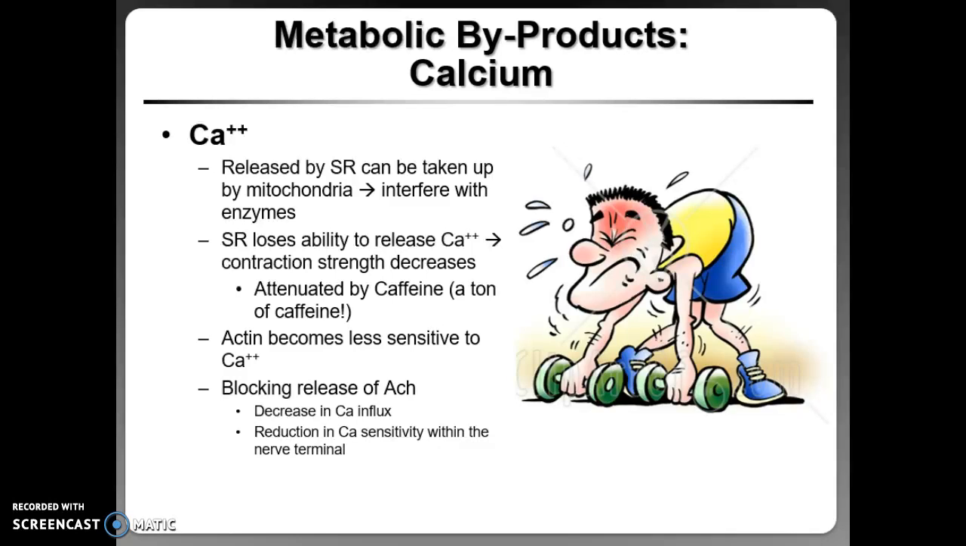The sarcoplasmic reticulum can also lose the ability to release calcium, meaning the contraction strength decreases. We can attenuate this with caffeine, which is why we drink caffeine, but it would have to be an excessive amount of caffeine, not just a cup of coffee. Actin can eventually become less sensitive to calcium, and it can also block the release of acetylcholine. If we're blocking the release of acetylcholine, we're going to see a decrease in calcium influx and a reduction in calcium sensitivity within the nerve terminal.